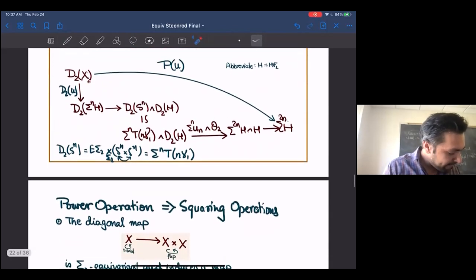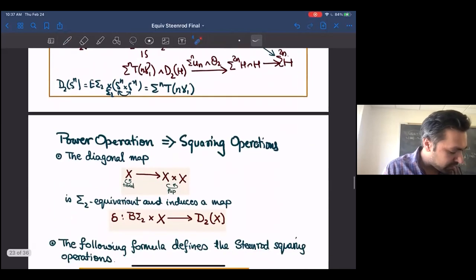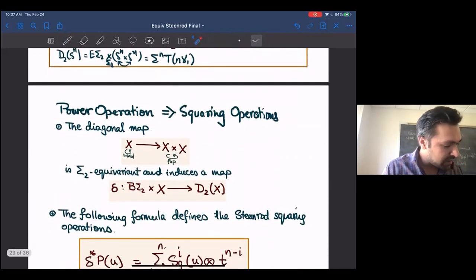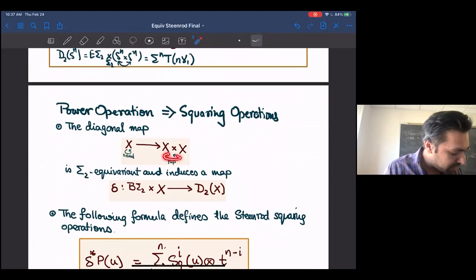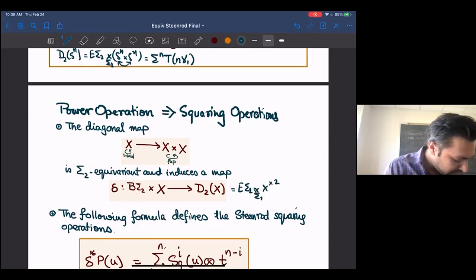Okay. So now how does the power operation lead to squaring operations? Well, here the key fact is that when you have a space, the diagonal map is sigma 2 equivariant, where sigma 2 acts trivially on the domain X, but acts by the flip action on the target. So what it gives you is a map from B sigma 2 cross X to D2 of X. So this is E sigma 2 cross X over sigma 2.